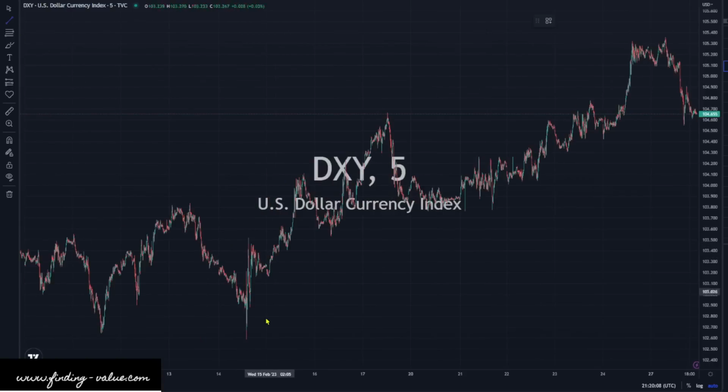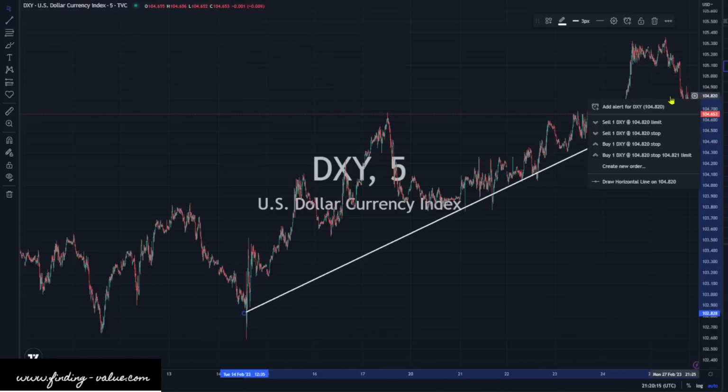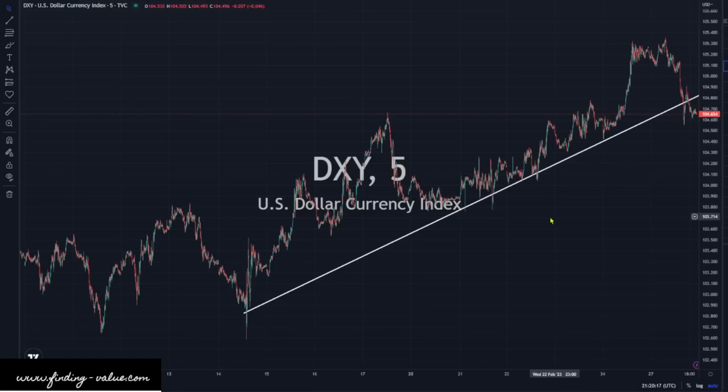Yeah, it probably is. So if we were to look at this, this is a 5-minute chart. I kind of just draw a trend line here. You can see that it broke to the downside of that trend line. So we could see a reversal here to the downside for the DXY.